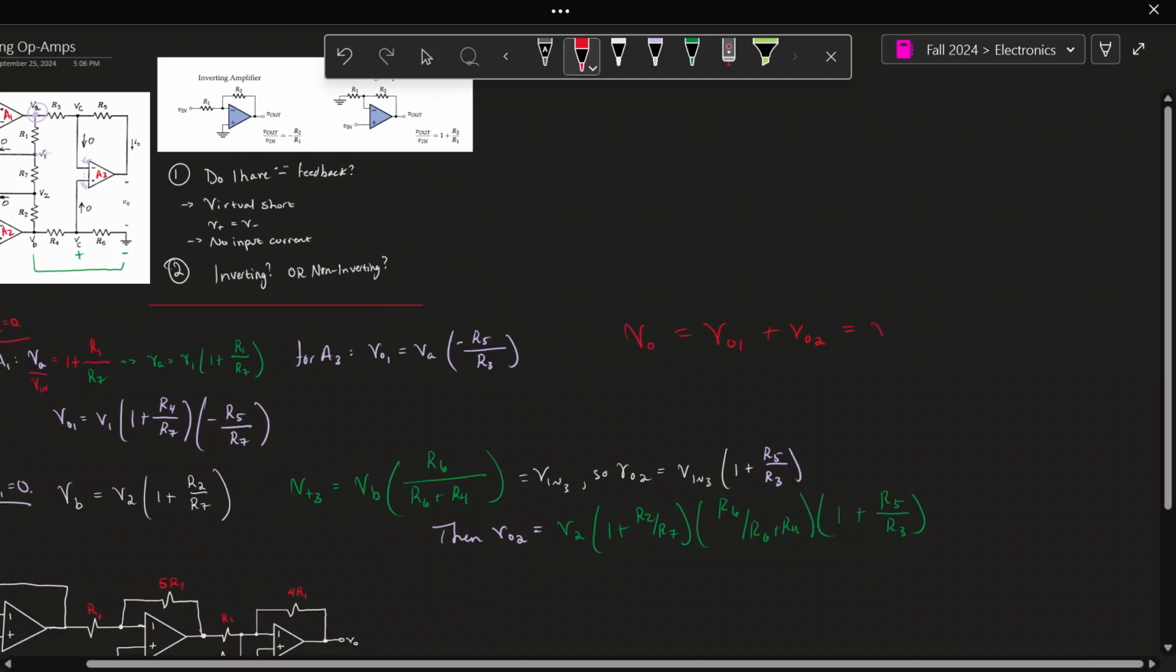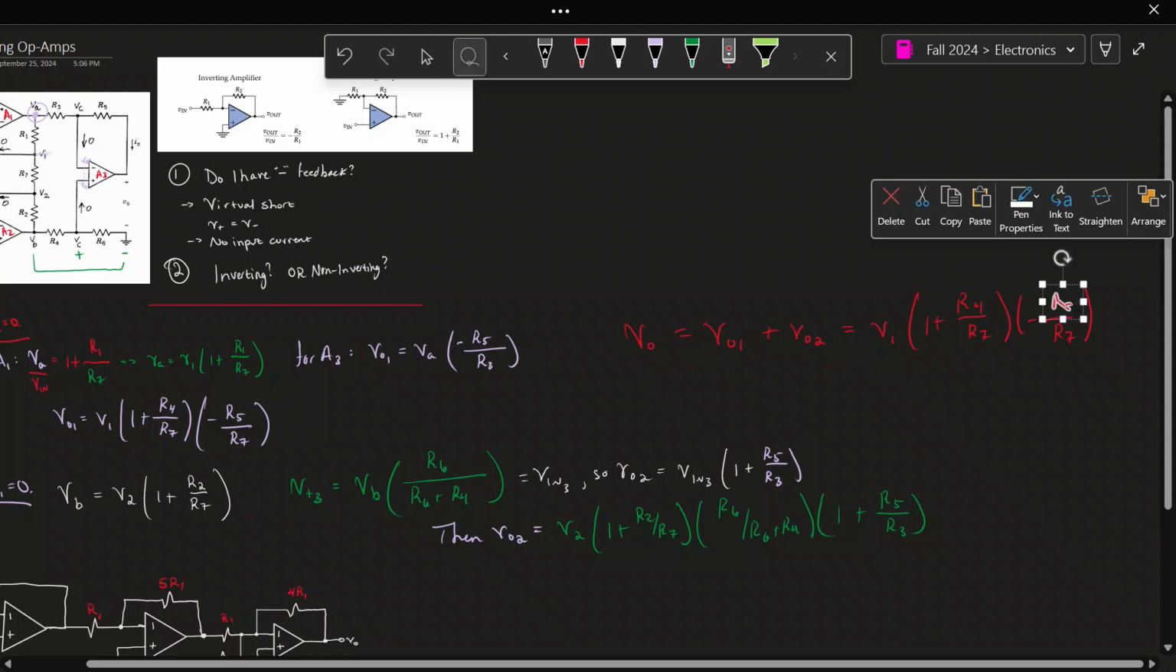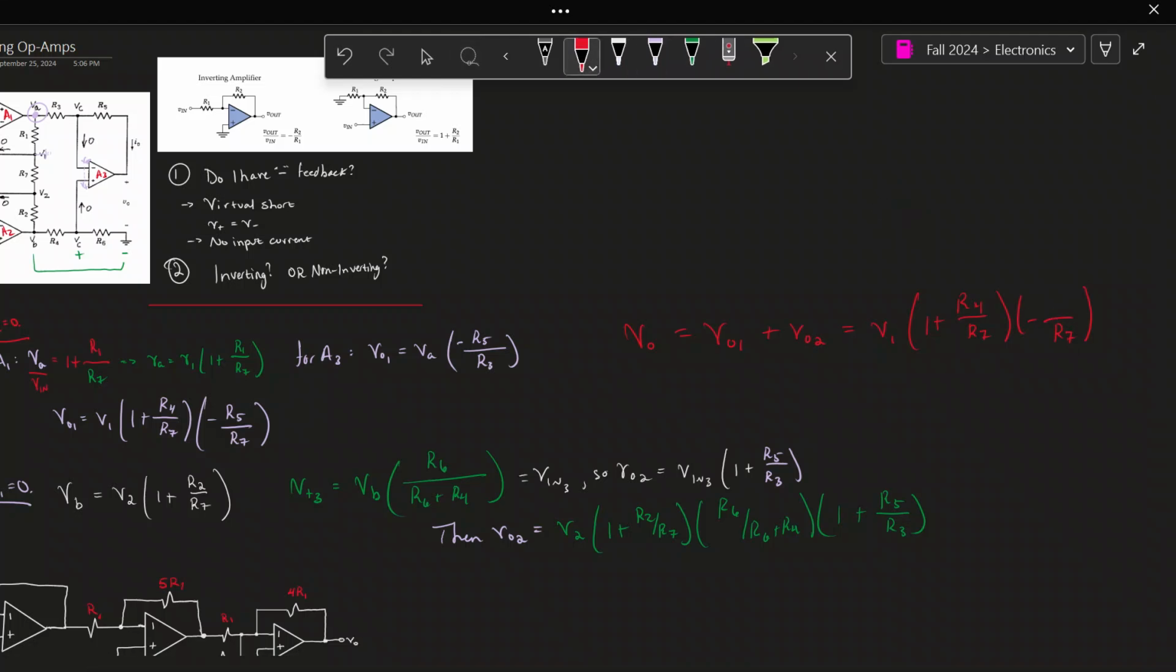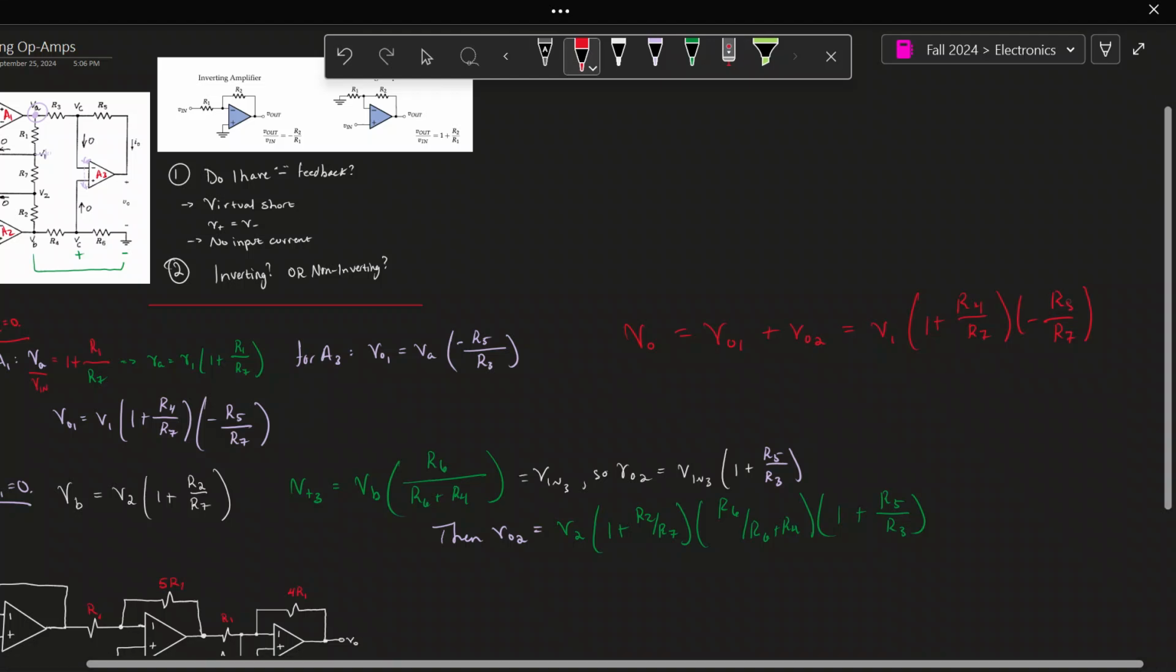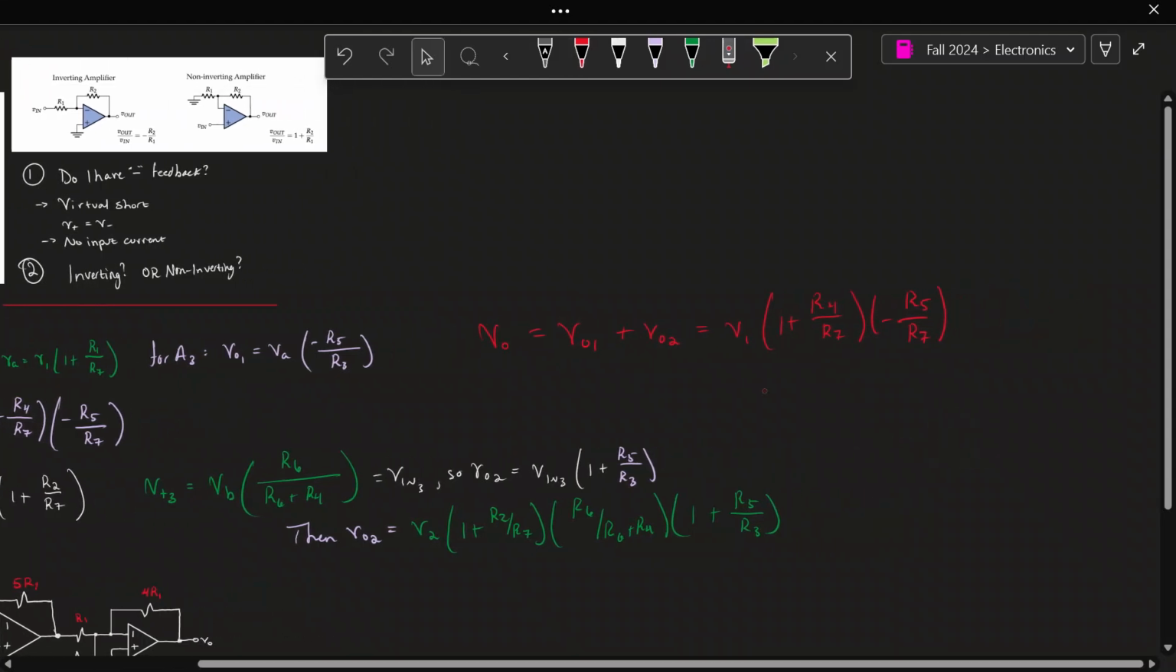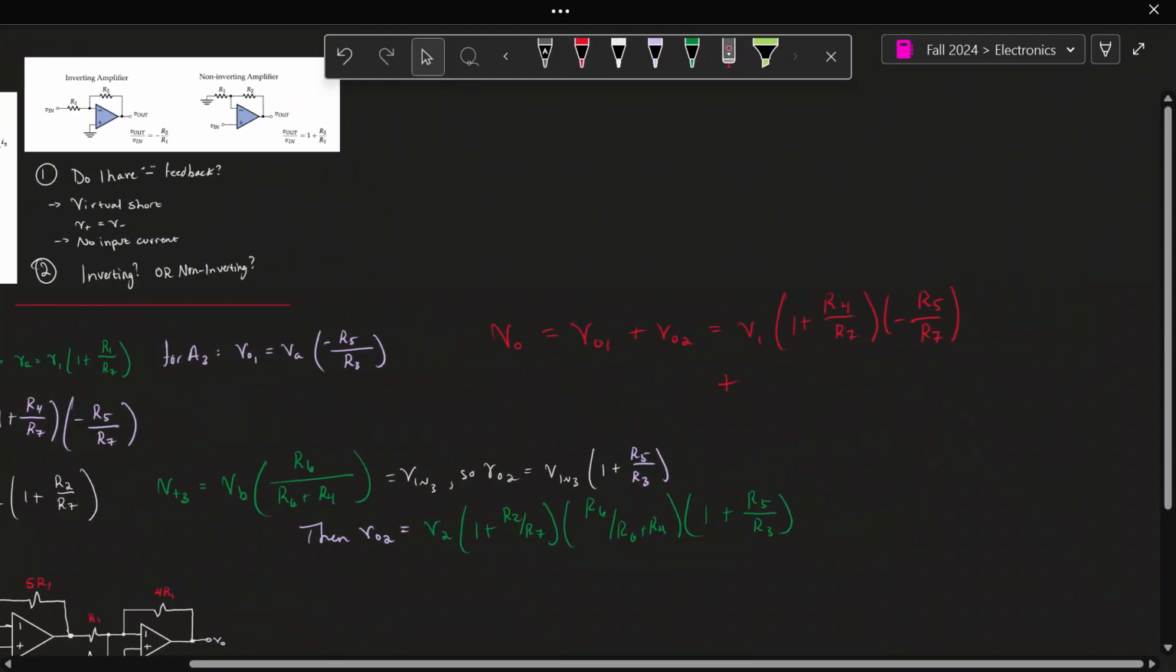V out 1 is equal to V1 times 1 plus R4 over R7 times negative R5 over R7. But then we add, we'll put this underneath, V2 times 1 plus R2 over R7.